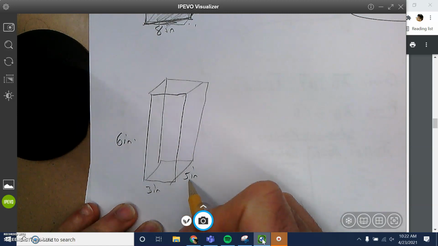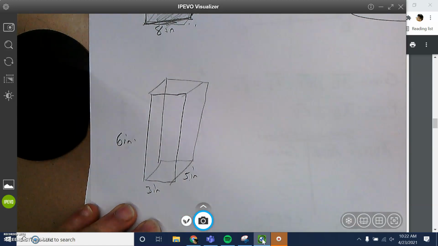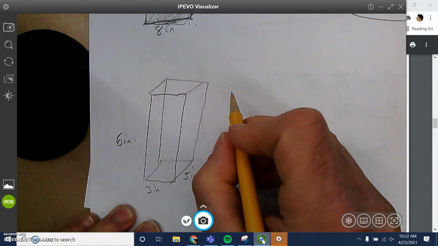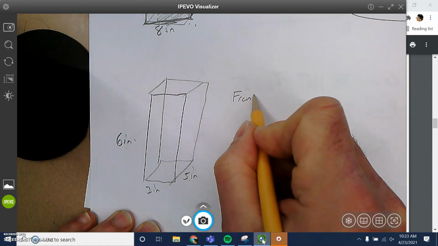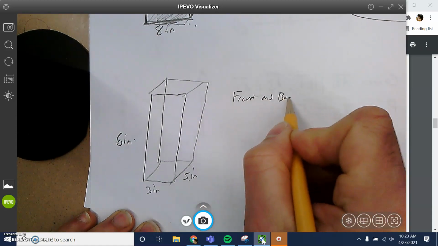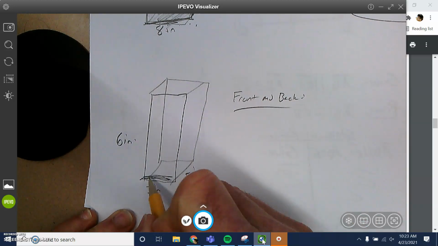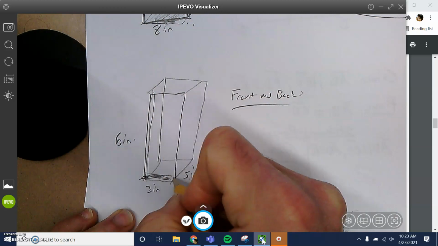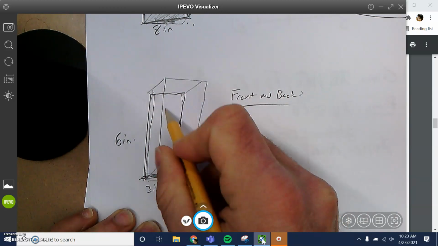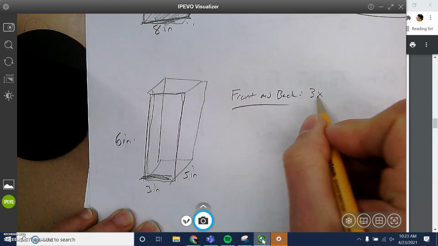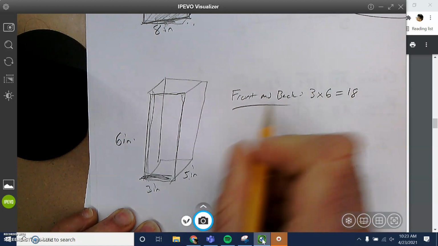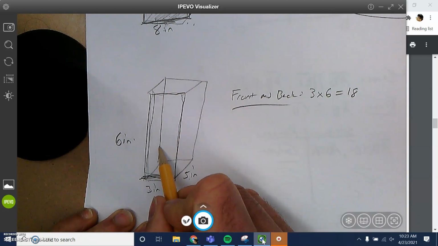We got 6, 3, and 5 inches like that. Okie dokie. So same thing I'm going to do. Front and back. So front and back first. So the front here is 3 times 6. I always trace it like this. Trace it like this. 3 times 6. So that's 3 times 6, which is 18. So the area of the front is 18.